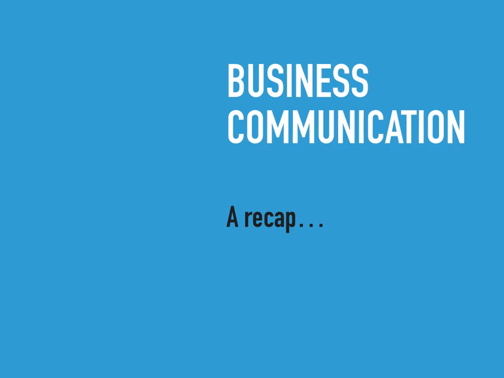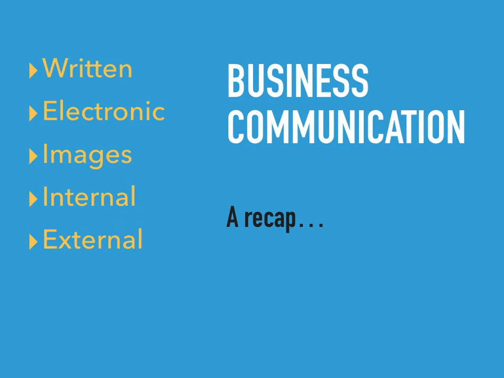Before we get into that detail, let's just recap briefly the different types of business communication that exist. There's written and electronic communication. Businesses also use images to communicate, for example, through the use of logos. Internal communication is that which takes place within the business, whilst external is that which takes place between the business and those stakeholders from outside.